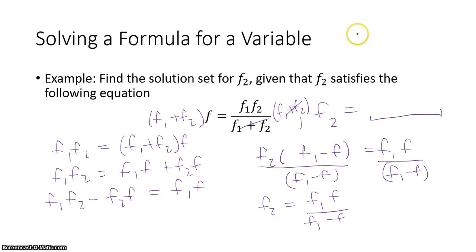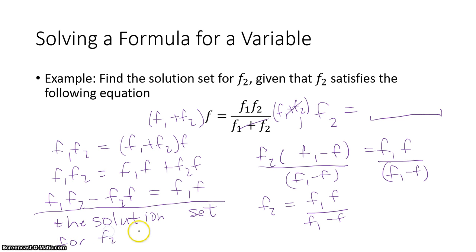Again, we're asked for the solution set for f2, so in conclusion I need to say, let me cordon off some area here, the solution set for f2 is, now there's no numbers here, but it's perfectly fine to say f1 f over f1 minus f.